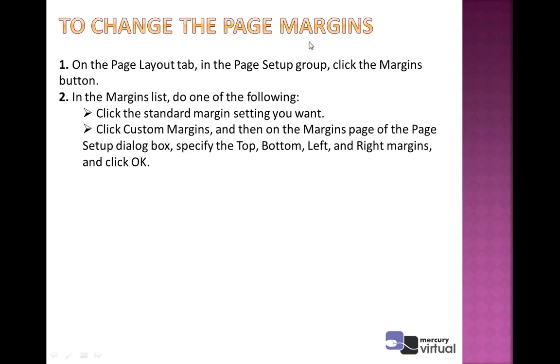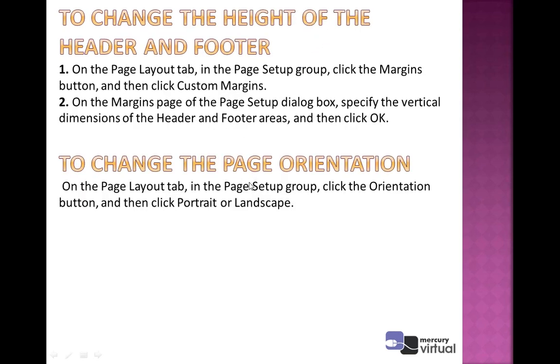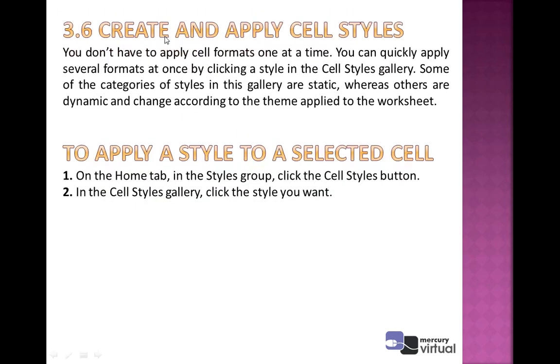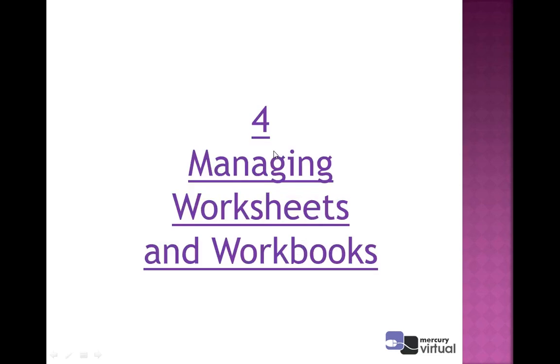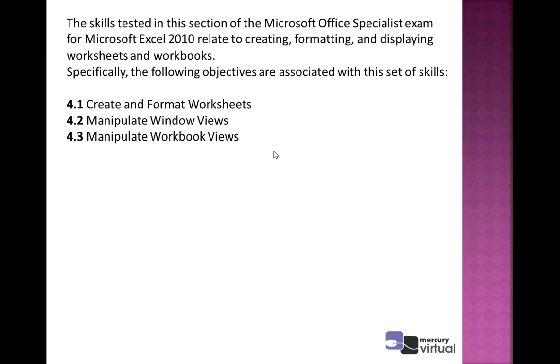You can change the page margins, the header and footer, and the orientation. You can also create, next topic is create and apply cell styles. There are multiple cell styles available. These are the cell styles. So we have covered this in chapter number 3, and chapter number 4 is managing worksheets and workbooks.